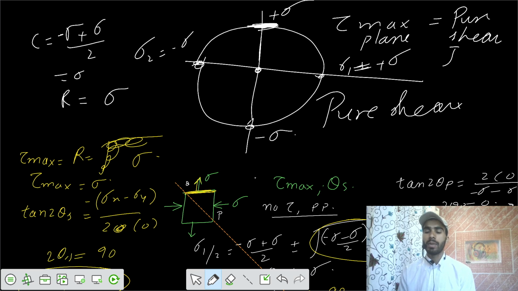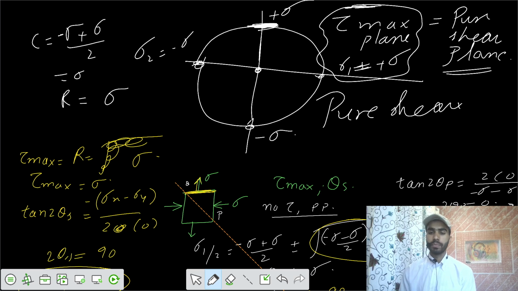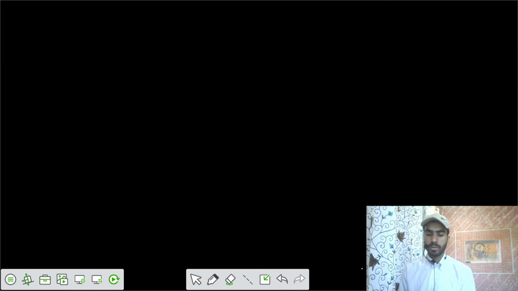Pure shear plane is the plane where the normal stress is 0, and tau max plane is the plane where the maximum shear stress is there. Yeah. So let's solve a few problems. Let's talk about that.